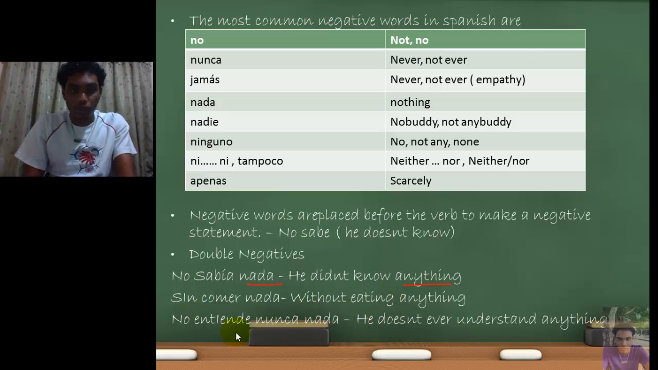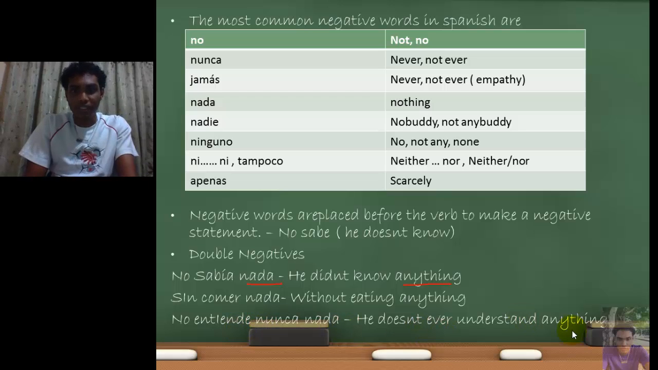You can have more than two negatives in one sentence. So, no entiende nunca nada. He doesn't ever understand anything, which can just be translated as he never understands anything, right?